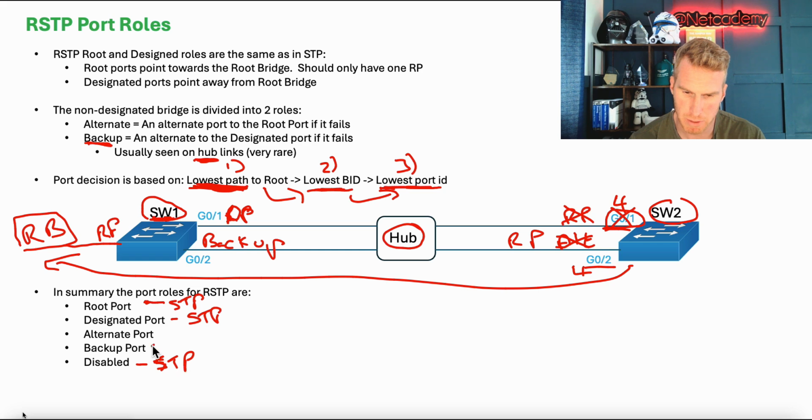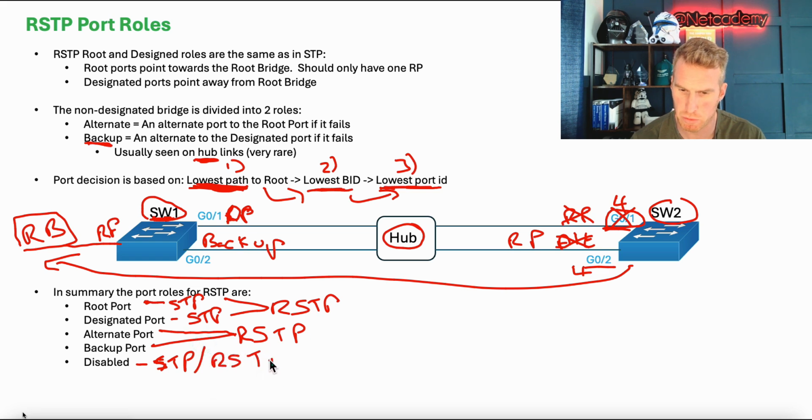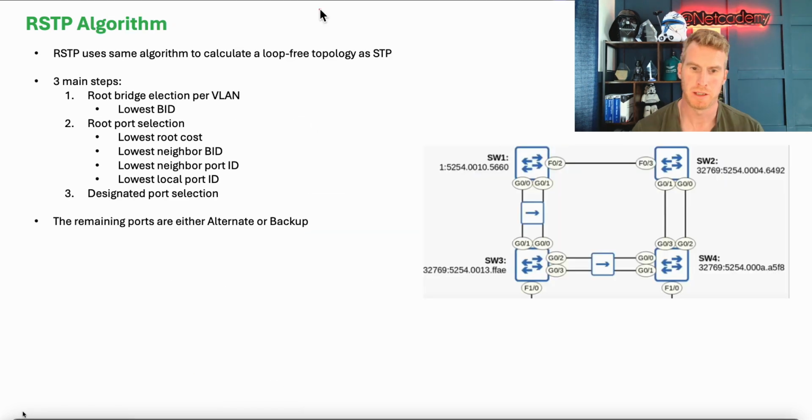But in RSTP, it brings to the table the alternate port role as well as the backup port role, and it also still has the root port. You've got to have that, and the designated port, and of course the disabled port role as well. So let's now go through the algorithm, but in a bit more detail in terms of using RSTP.